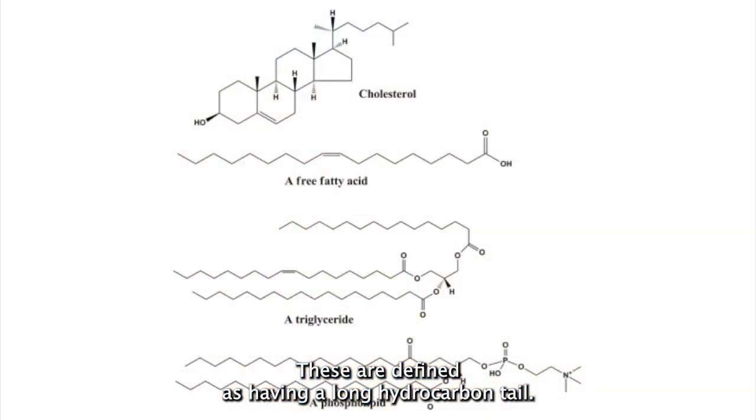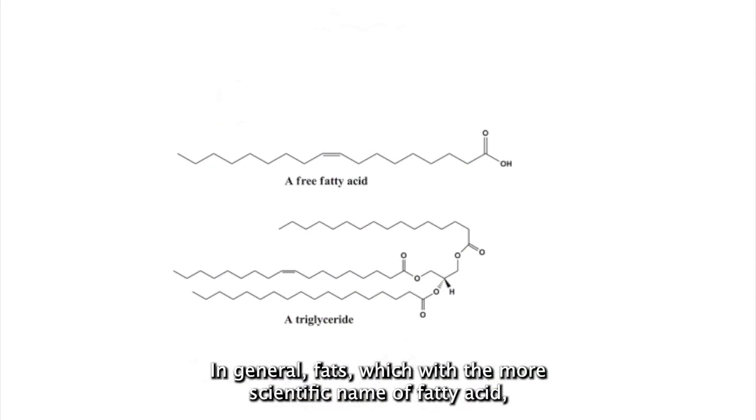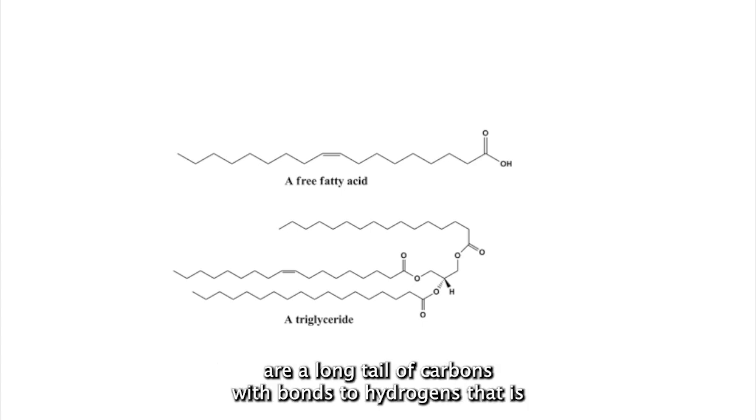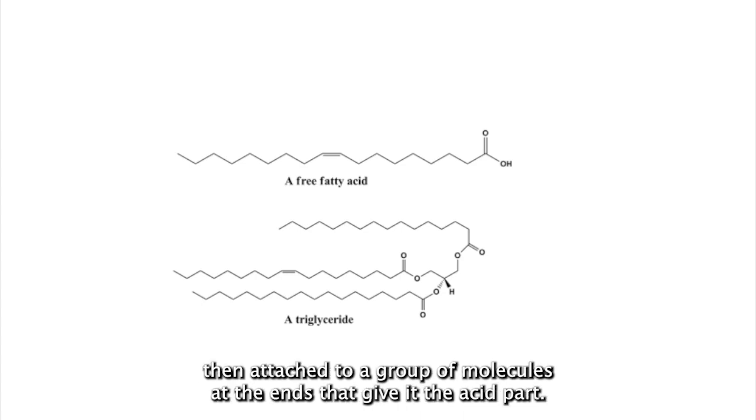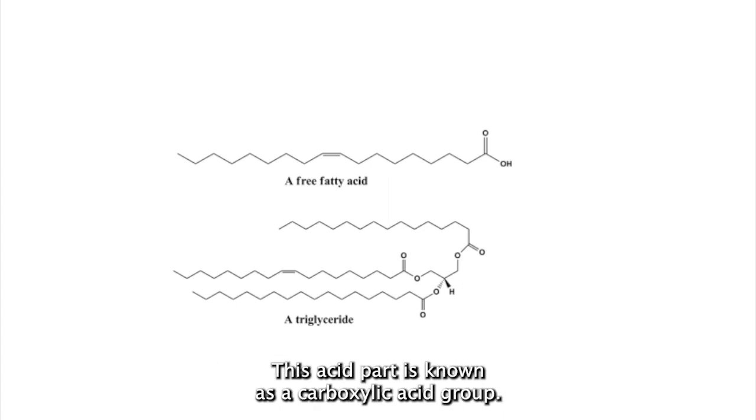These are defined as having a long hydrocarbon tail. In general, fats, with the more scientific name of fatty acids, are a long tail of carbons with bonds to hydrogens that is then attached to a group of molecules at the end that gives it the acid part. This acid part is known as a carboxylic acid group.